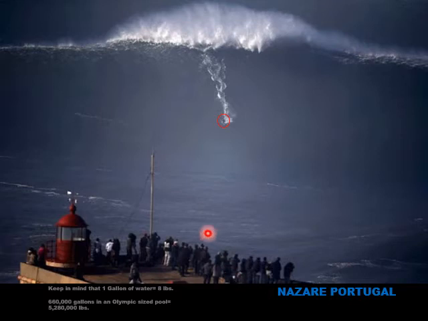Keep in mind also, when you look at the size of these waves compared to the people that are riding them, that 1 gallon of water weighs 8 pounds. It turns out also that there are 660,000 gallons of water in an Olympic-sized swimming pool. And if you fill up an Olympic-sized swimming pool with 660,000 gallons, the weight of that water is going to be 5,280,000 pounds.